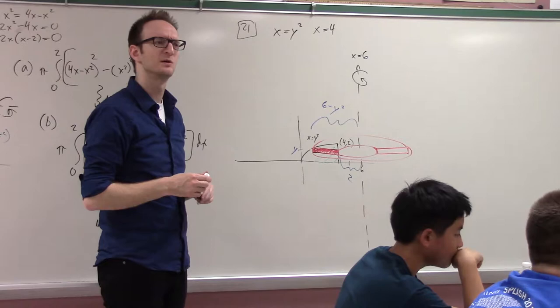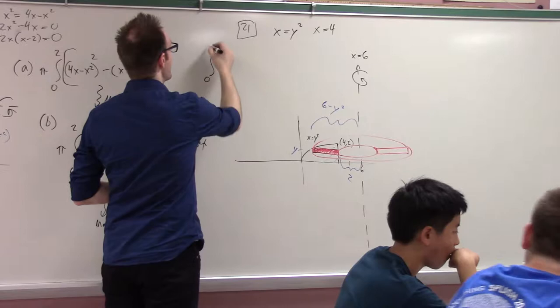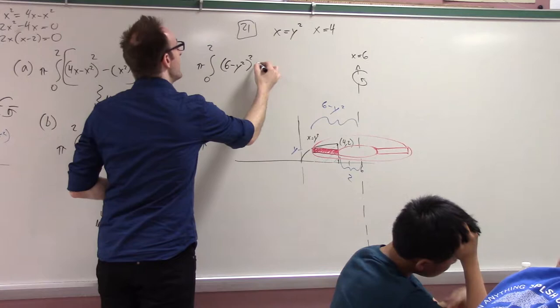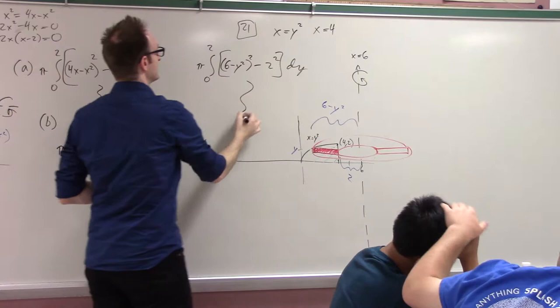You cool now? Yeah, so the volume is going to be the integral with respect to y up the y-axis from 0 to 2 of pi times outer radius squared minus inner radius squared. So that's going to be the integral of pi times (6 minus y squared) squared minus 2 squared, all with respect to y. And you just do the integral.